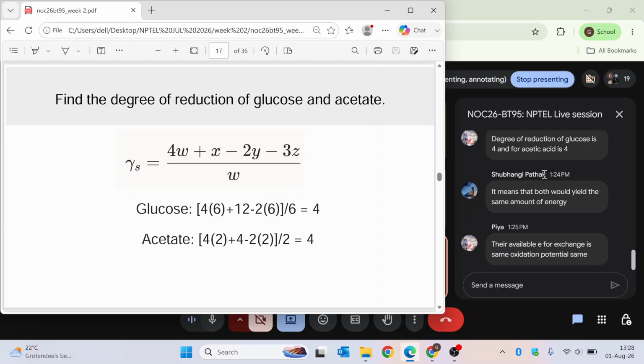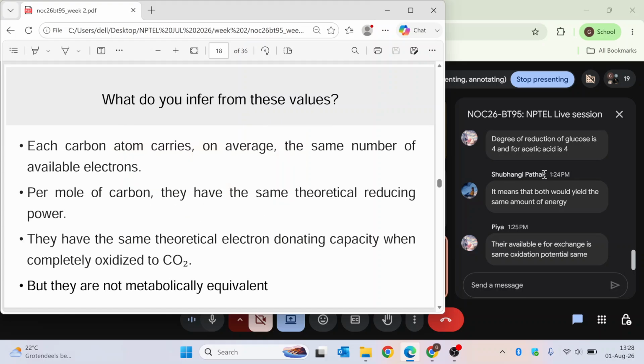When we talk about glucose, it comes into the picture in glycolysis, but acetate only comes in during the TCA cycle. So practically and theoretically speaking, there are differences because of all these factors. Just by comparing the degree of reduction of two substrates, you cannot tell that they are going to behave identically.